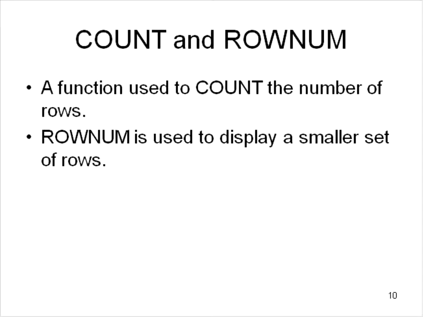The row num is used, for example, if you want to display only 6 rows. I think we've already used this maybe in the first chapter where we said row num less than 5, I think in one place. So that would display the first 4 rows. So that's what the row num does.